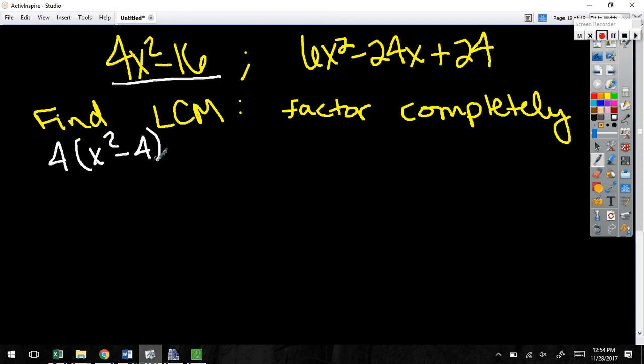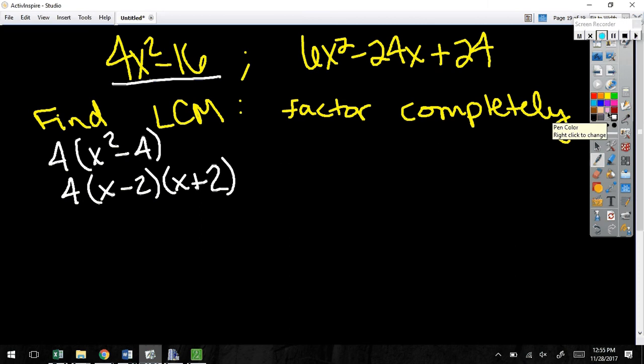Well, can you do anything else with that first one? Yeah, it's a difference of two squares. So I've got 4 times (x minus 2)(x plus 2). Does that confuse anybody? Remember, we're pretending this is in the denominator. We're just finding a least common multiple right now.